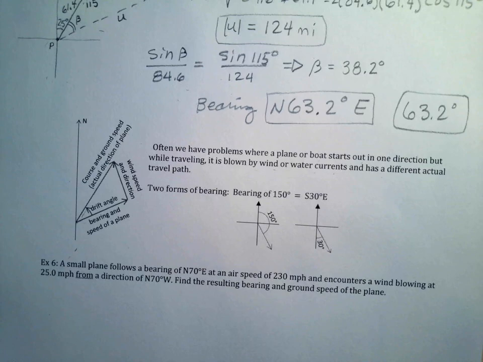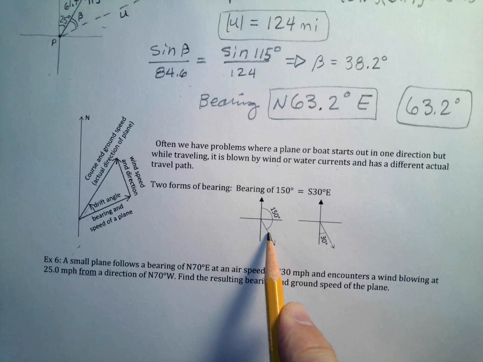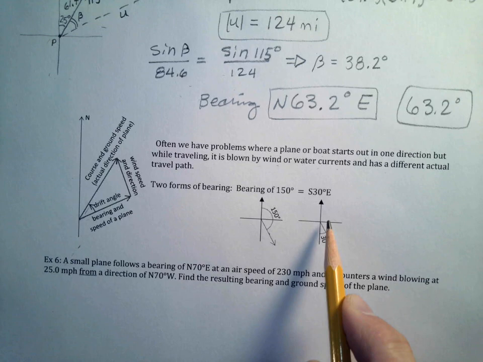All right. This is just reviewing your bearing, how two different ways of doing bearings too. Remember this going down here, I could say a bearing of 150 degrees, or we could call that 30 degrees here. So it's south, 30 degrees east. Okay, so two different ways to do that for your bearings.